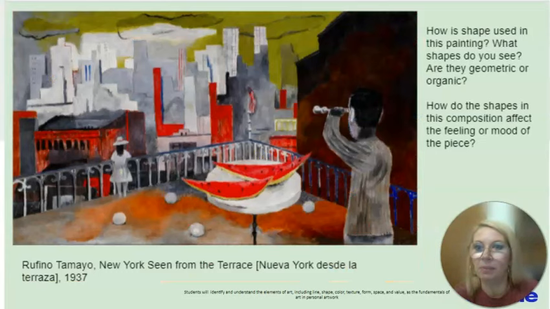Let's look at this one. How is shape used in this painting? What shapes do you see? Again, are they geometric or are they organic? How do the shapes in this composition affect the feeling or mood of the piece? And again, if you want to go in and trace some of these with your mouse, you are welcome to do so. I love the watermelon.